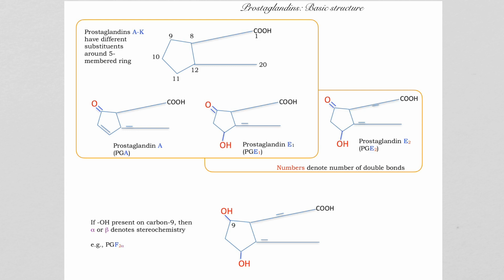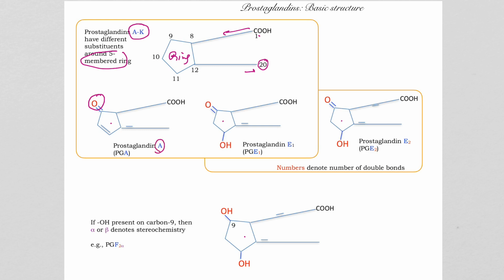All these prostaglandins have this 5-membered ring. You see that in all the prostaglandins. And you can see that these are all 20 carbons. That's why they're called eicosanoids, carbon 1 all the way to 20. There are different types of prostaglandins: A, B, C, D, E, F, and so on till class K. And they all have different substituents.